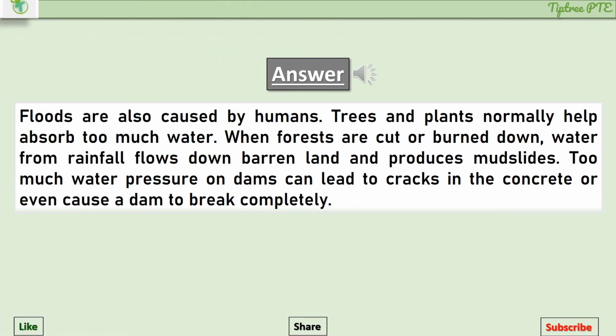Floods are also caused by humans. Trees and plants normally help absorb too much water. When forests are cut or burned down, water from rainfall flows down barren land and produces mudslides. Too much water pressure on dams can lead to cracks in the concrete or even cause a dam to break completely.